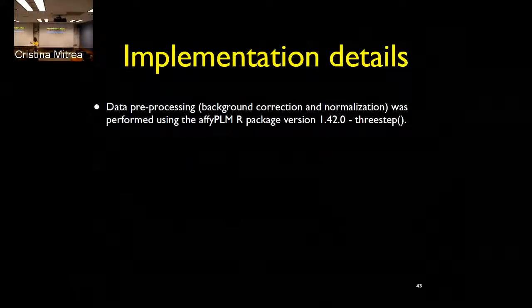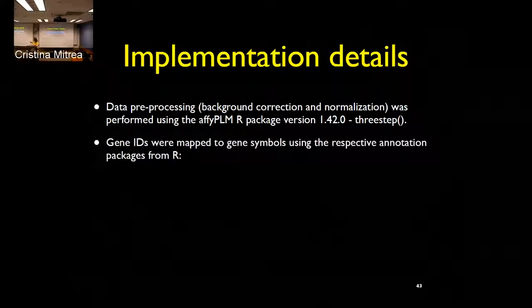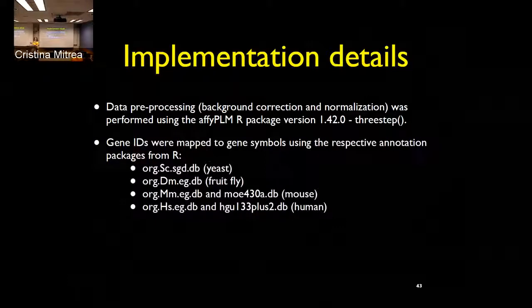So data processing was done. This was implemented all in R. There is a package in R for it. It's not available yet. So we're trying to publish this work, and we'll publish the package at the same time. Data preprocessing was done using the pathwayPCA R package, mostly metric data. The three-step function for that. Gene IDs were mapped to gene symbols using the respective annotation packages, and we used that for every real data set that we had. So this was for yeast, this was for fruit fly, for mouse, and for human.